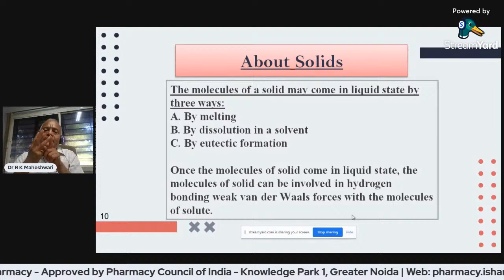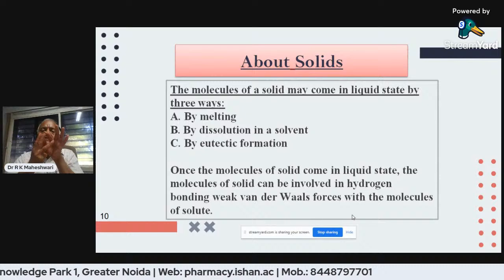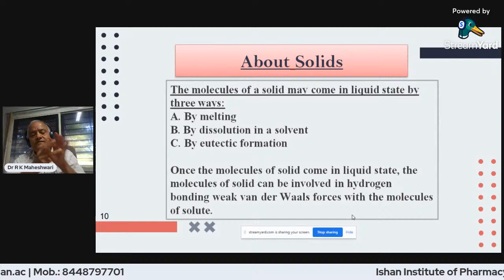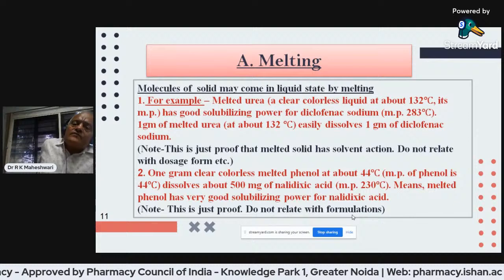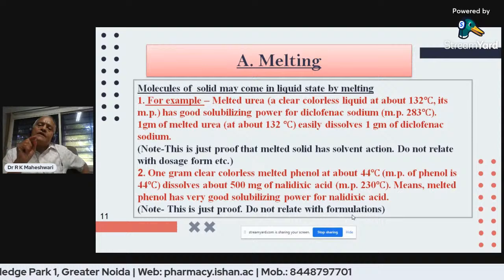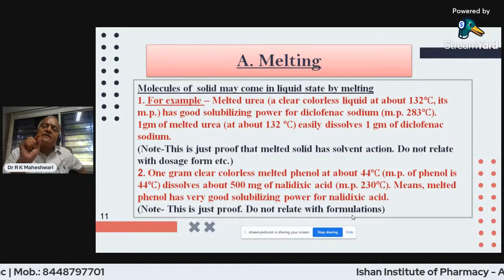Number one, by melting. If you melt a solid, the molecules will be in liquid state. Number two, if you dissolve a solid in a solvent, the molecules will be in liquid state. Number three, if you make a eutectic liquid, then also the molecules will be in liquid state. Now the examples. Number one, melting. Urea has got a melting point of 132 degree centigrade. Suppose you take 1 gram urea in your test tube and heat it on the heating mantle. At about 132 degree centigrade, you will have a clear, colorless, melted urea liquid.